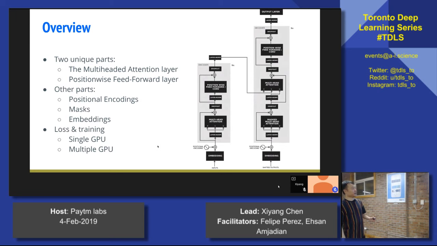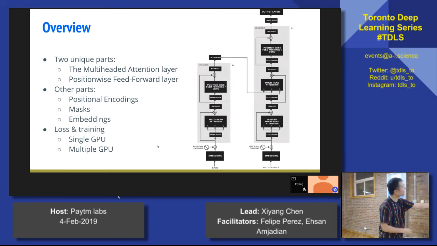This is basically, from now on, we're going to start drilling into the details. There are two noteworthy parts. The first part is called multi-headed attention, which is in here, and in here. And also, we're going to be talking about positional encoding and how they do masking, as well as the loss function construction under both single GPU and how you do that in multiple GPU.